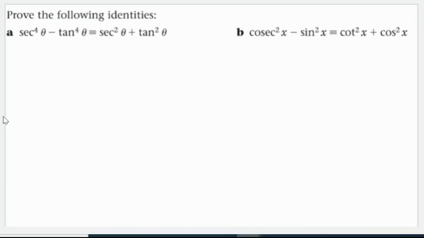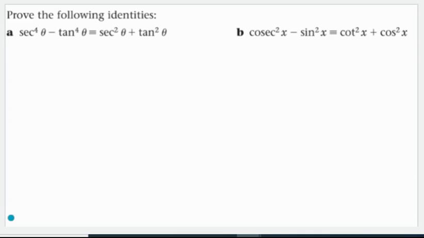Here is another video where we are going to be looking at the trigonometric identities involving sec, cosec, cot, and all that good stuff. And here we're going to start with a problem where we've got to prove the following identities. We need to prove that sec to the power of 4 theta minus tan to the power of 4 theta is identical to sec squared theta plus tan squared theta. Well, let's write down the identities that we need.